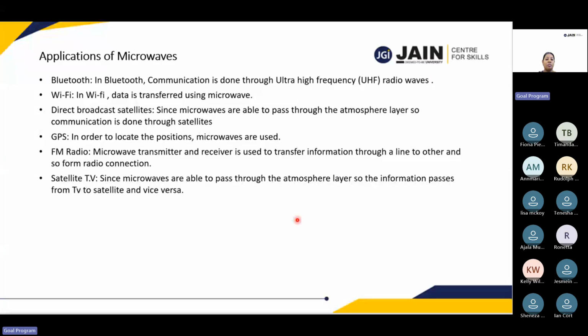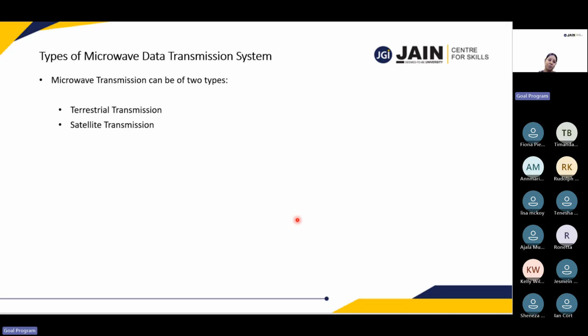FM radio. We have the microwave transmitter and receiver to transfer information from one line to another line. Satellite TV. Since microwaves are able to pass through the atmospheric layer, the information passes from TV to satellite and vice versa. From satellite to TV and TV to satellite is possible because of these microwave signals, because they can travel through the atmospheric layers.